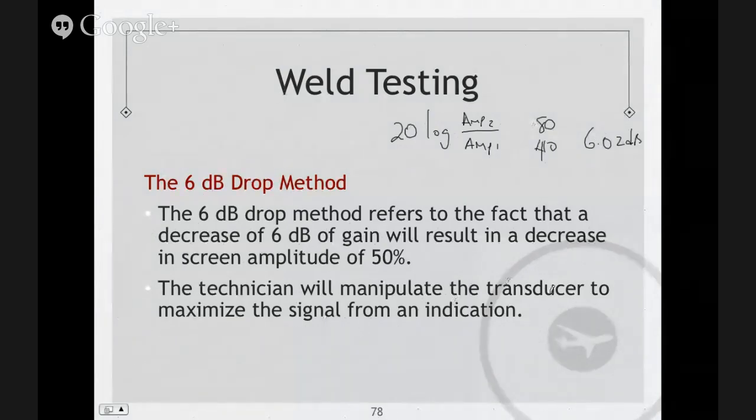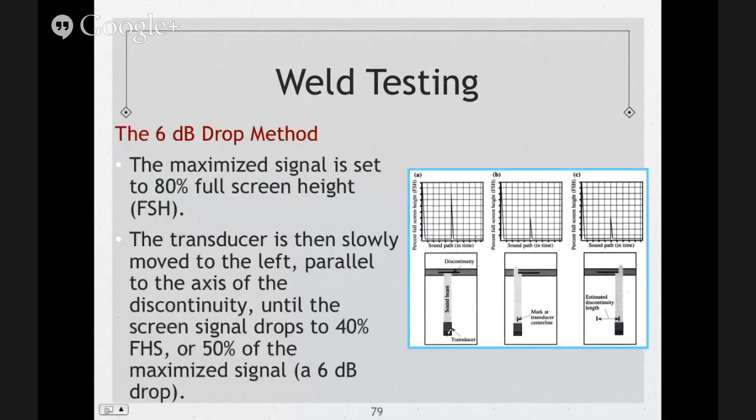The technician will manipulate the transducer to maximize the signal from the indication. So this is how we're going to do it. You will scan, and right when you get your indication, you will maximize your signal. You would put it at 80%. Once you find a problem, you will put it right in the center of that problem. You'll move your transducer back and forth, from side to side, until you get the maximum amplitude, meaning the most sound is being reflected back. Once you get the maximum amplitude, you will crank up your gain to 80%.